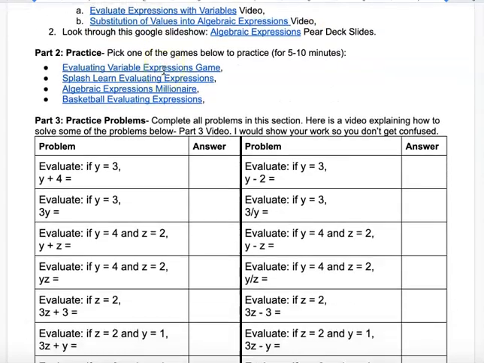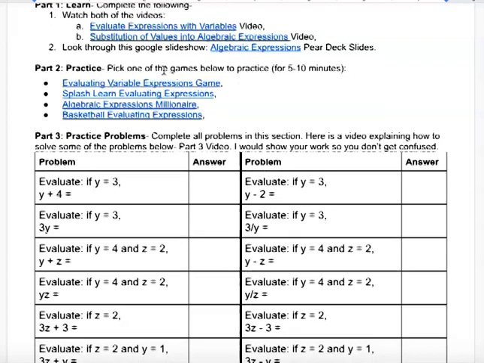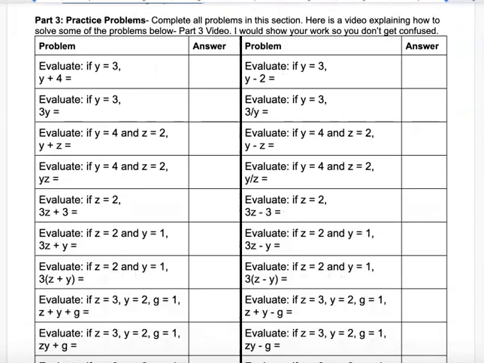Okay, so I'm going to go over part 3 of the algebraic expressions section here. So for these problems, the word evaluate is written here, and evaluate just means to solve the problem. And you need to get used to recognizing that word, evaluate, so that you know what it's asking you to do. So it's asking you to solve. So it says if y equals 3, you're supposed to solve y plus 4.